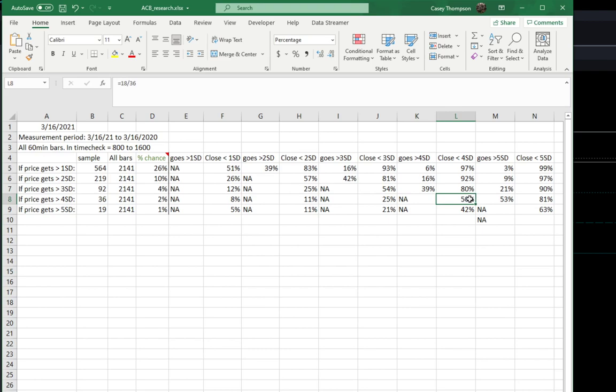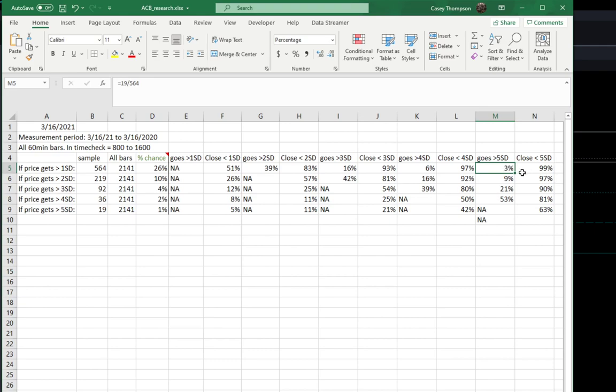But if it does, there's only a 50% chance it'll close less than 4. But what are the odds it'll go to the next standard deviation? It's a 50-50 chance that it'll go to 5 standard deviations at that point. But it started off, remember, at 3%. So this candle is just now getting above 1 standard deviation. What are the chances it'll go to 5 standard deviations?